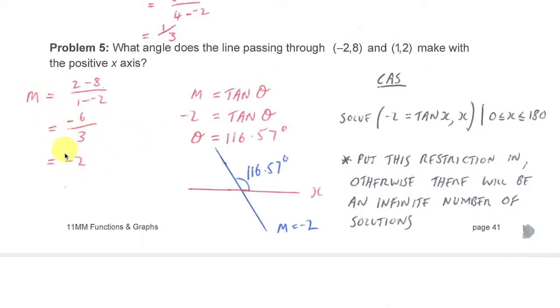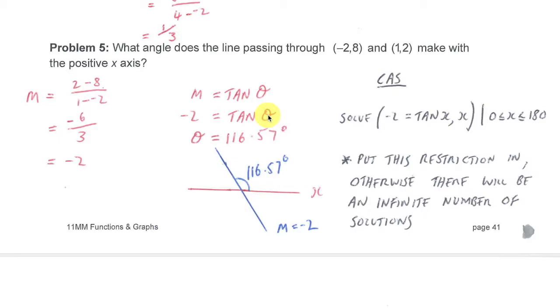So the gradient is equal to -2. Remember, it's a measure of steepness. So for every one step I take along the x-axis, I'll go down 2 steps along the y. So the gradient is equal to -2. So I substitute -2 in for this rule here. So -2 is equal to tan theta, where theta is unknown. And I can solve for theta.